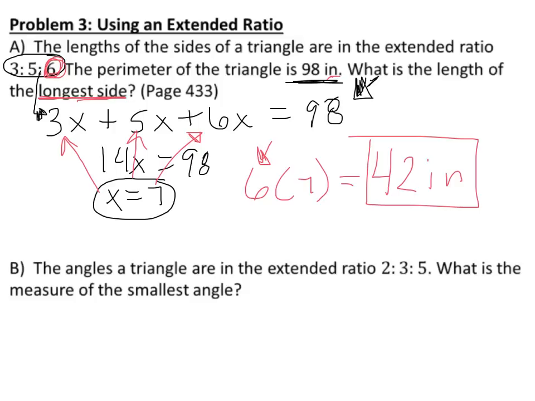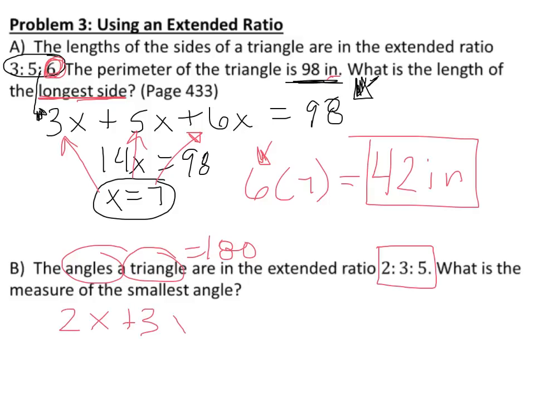The angles of a triangle are this. Angles. What is the measure of the smallest angle? So when I think about a triangle and angles, I know that the total is equal to 180. So I'm going to write my ratio with my multiplier. 2x plus 5x is equal to 180. Because this is my total angles added together to equal my total angles. So this is going to give me 10x is equal to 180. And so x will be equal to 18.